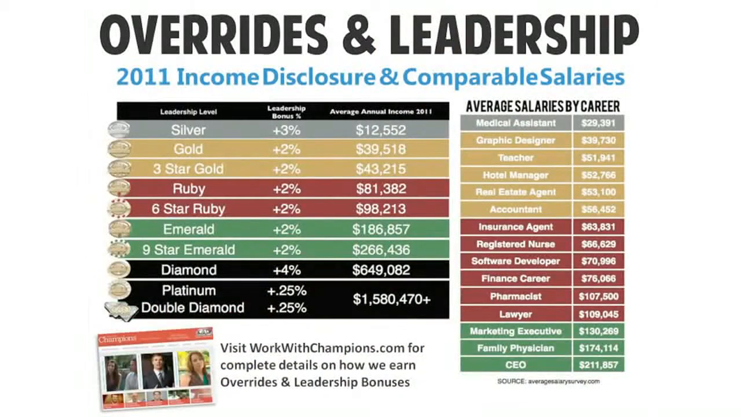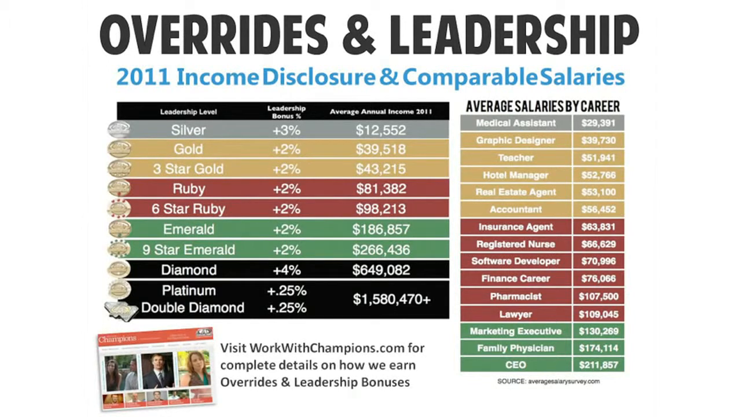Okay, hopefully that gets you excited. Now, here's the thing. We also earn a royalty in the form of what we call overrides and leadership bonuses. This is the 4th and 5th way we get paid. I'm not going to go into too much detail on that today, but just understand that this is our income disclosure statement. This shows you what people in AdvoCare earn on a part-time basis.